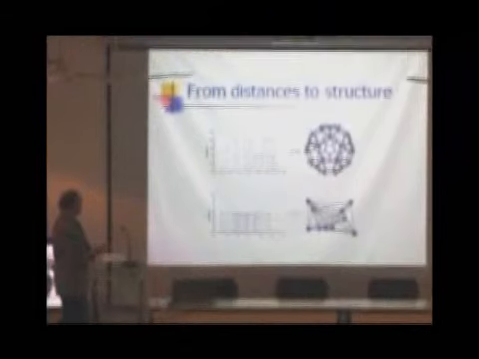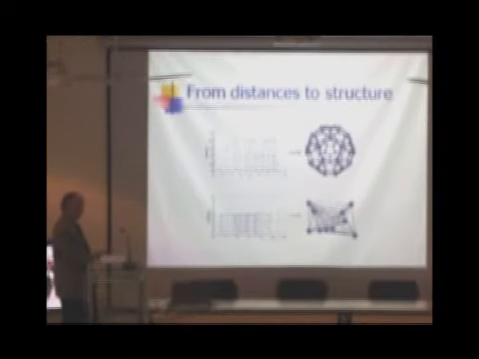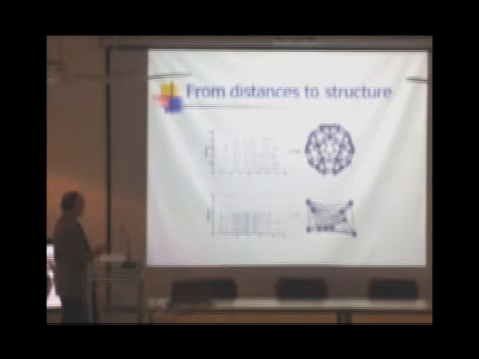Given a set of distances, can we find the structure? There are two limiting cases: the case where we have high symmetry and a case where we have no symmetry. This is a random graph where all of these distances are unique.